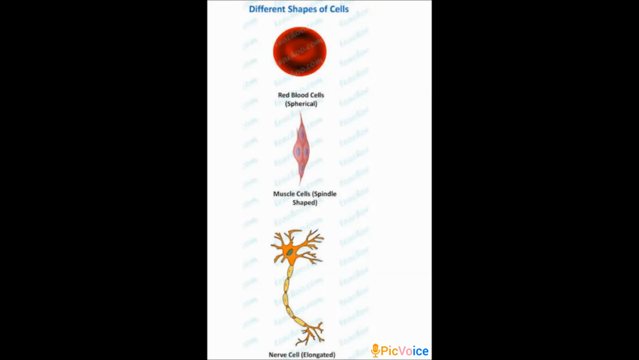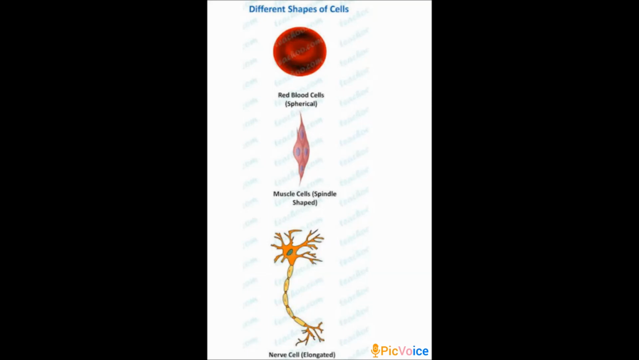Generally cells come in different shapes. They may be round, spherical, or elongated. For example, our RBCs, that is our red blood cells, are spherical in shape. So the cell has a definite shape. Our RBC is spherical in shape.